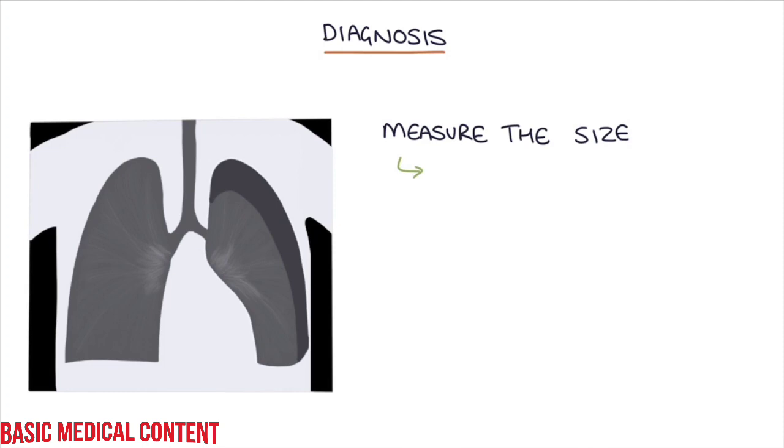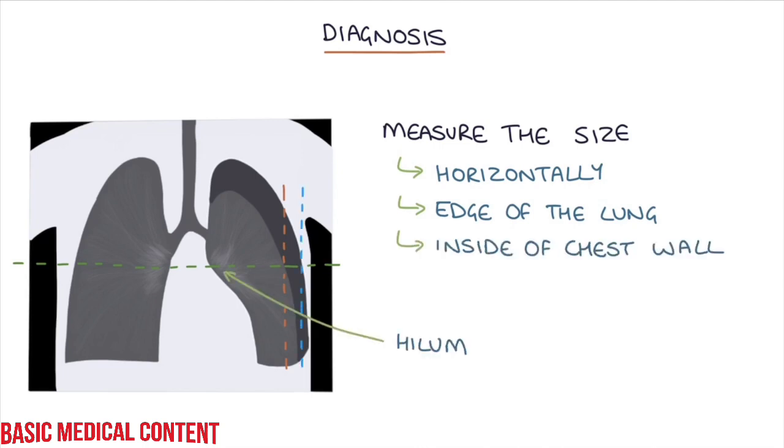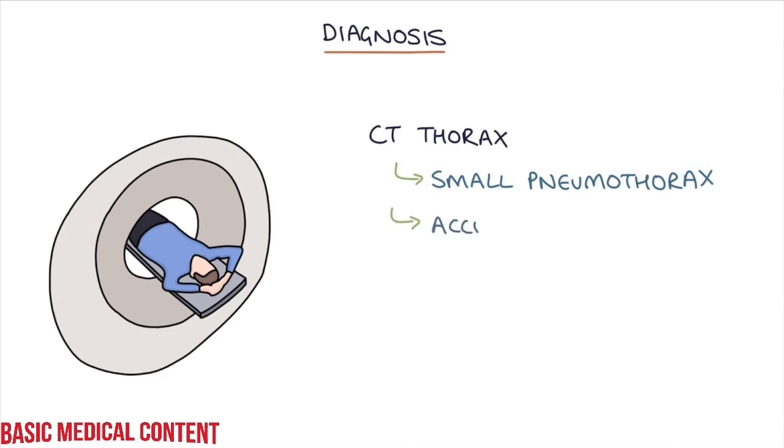And this involves measuring horizontally from the edge of the lung to the inside of the chest wall at the level of the hilum, and this will give you the size of the pneumothorax. A CT thorax, or a CT of the chest, can detect even small pneumothoraxes that are too small to see on a chest X-ray, and it can be used to accurately assess the exact size of the pneumothorax.